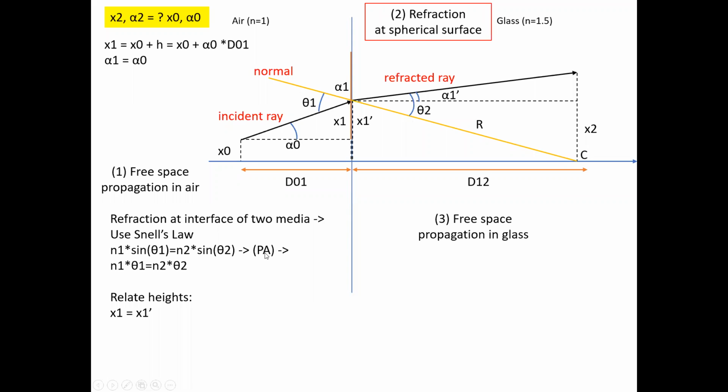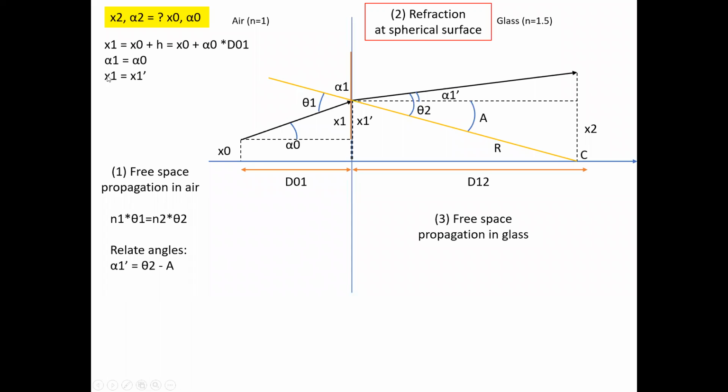Now we remember our paraxial approximation. So sine θ1 becomes θ1, and sine θ2 becomes θ2. The equation becomes n1 θ1 equals n2 θ2. Second, we relate the heights. Heights are the same because it's at the same point. So x1 prime equals x1. We save this equation here, because there's nothing else to do.